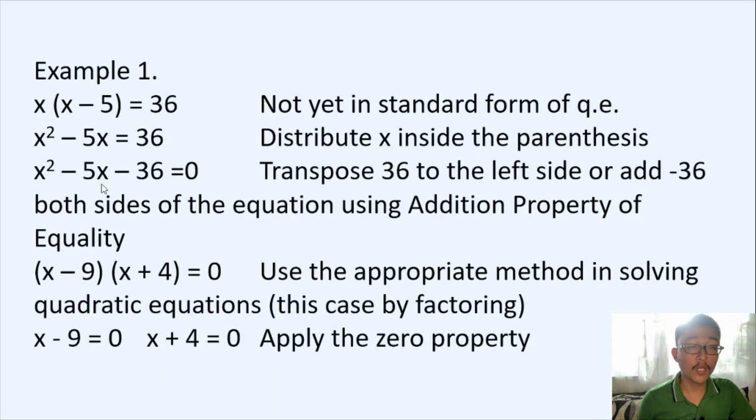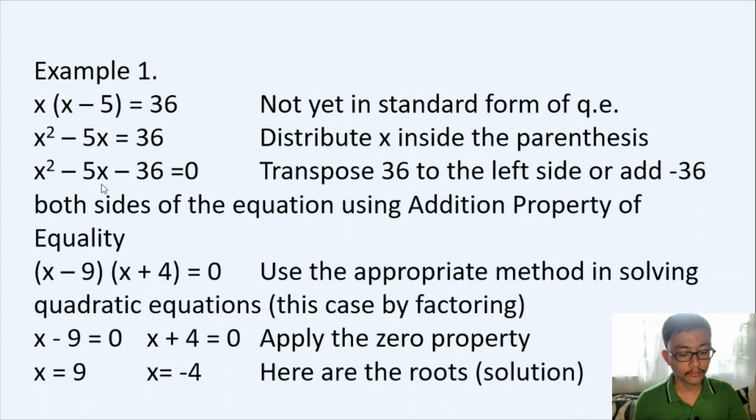And then we apply the 0 property. So that becomes x minus 9 equals 0 and x plus 4 equals 0. And then, so here are the roots. So x equals 9 and x equals negative 4. So lumalabas dyan yung ating quadratic equation from the original x times the quantity x minus 5 equal 36. So, para maging standard siya, standard form, that's x squared minus 5x minus 36 equals 0.